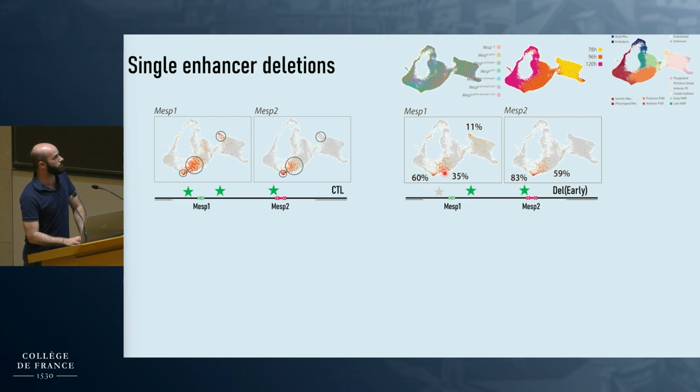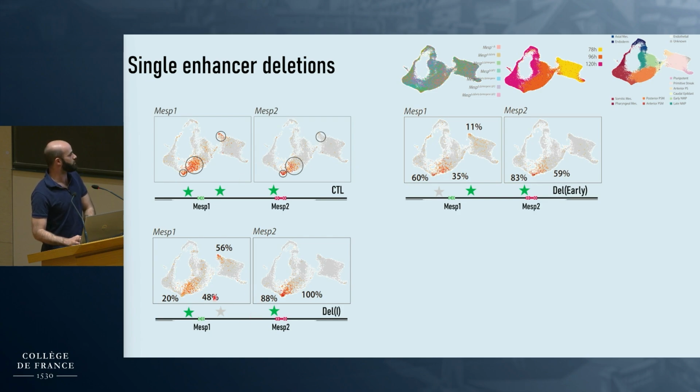However, if you go later on, you can see now here in this population, we have 35%. If you go at the more differentiated state, you have 60%. You have some but weak impact on MESP2 after deleting these enhancers. But you can see that the dependency of these enhancers decreases with time.